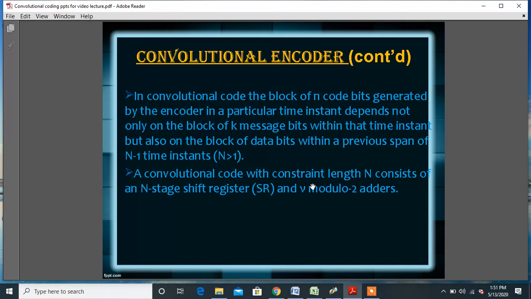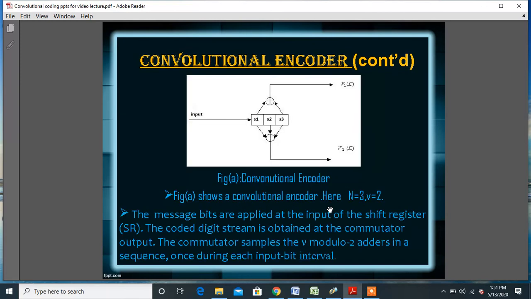A convolutional code with constraint length n consists of an n-stage shift register (SR) and v modulo-2 adders. So when we have to design an encoder, we should know what the length of the shift register should be and how many modulo-2 adders are required.